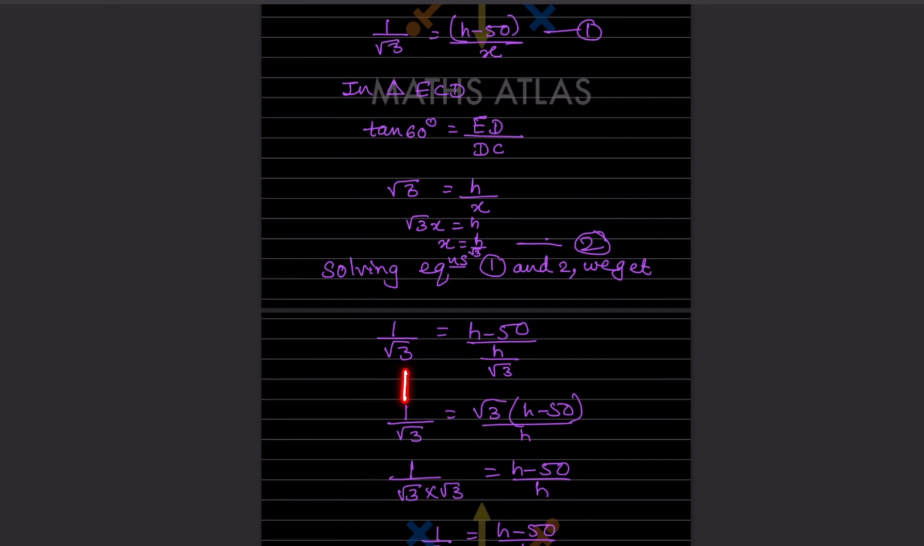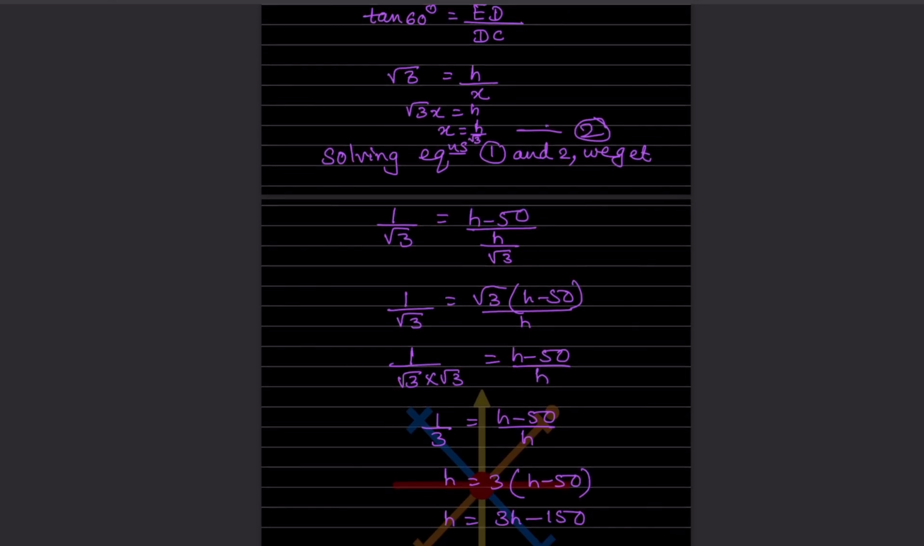So now 1 by root 3, this will be as it is. So now see here, this is in the denominator, so this gets flipped over. So root 3 goes in the numerator, and this h minus 50 is as it is, and this h is here. So now what you can see, first we will rationalize this denominator.